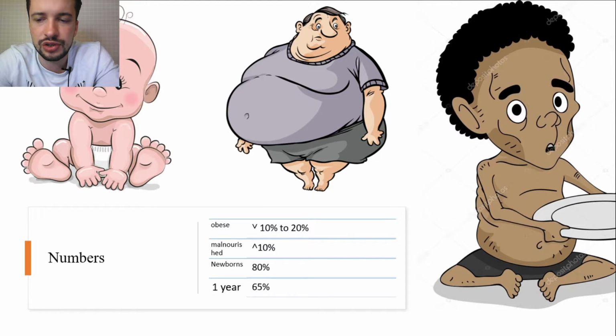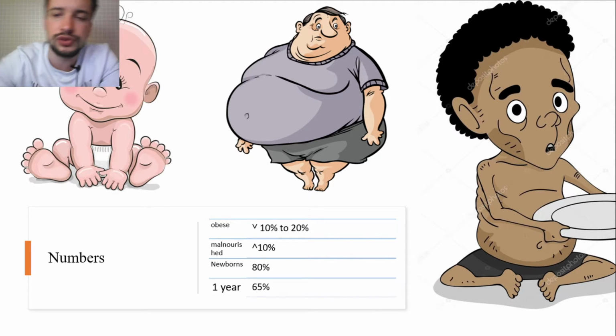Estimates of percentage of TBW should be adjusted downward approximately 10% to 20% for obese individuals and upward by 10% for malnourished individuals. The highest percentage of TBW is found in newborns, with approximately 80% of their total body weight comprised of water. This decreases to approximately 65% by 1 year of age and thereafter remains fairly constant.